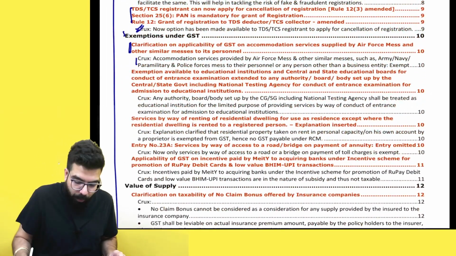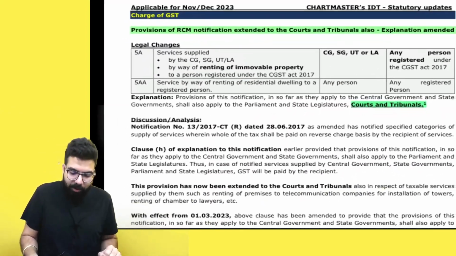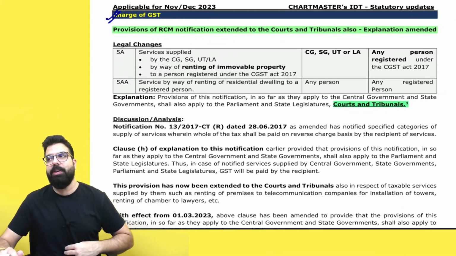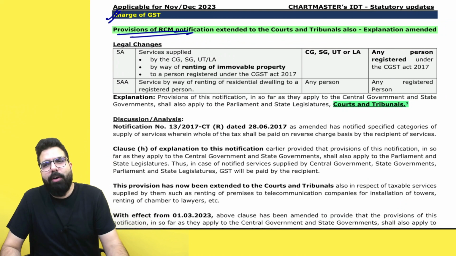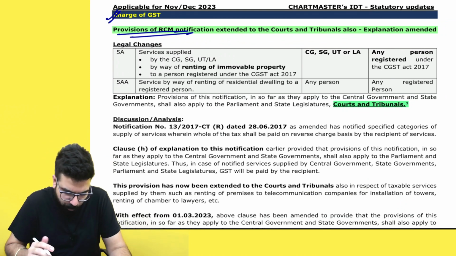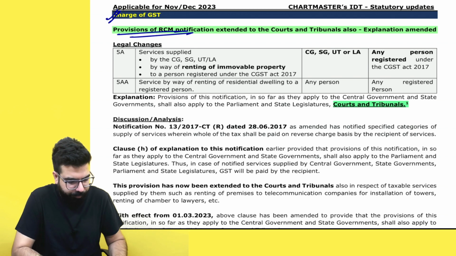Okay? Now I am moving to the first amendment, charge of GST amendment. Please come to the first chart, charge of GST. Sir, provision of RCM. I hope you guys remember. Okay, this one I have gone ahead and changed a little. Just give me a minute, everyone.